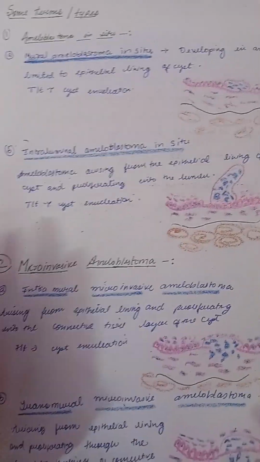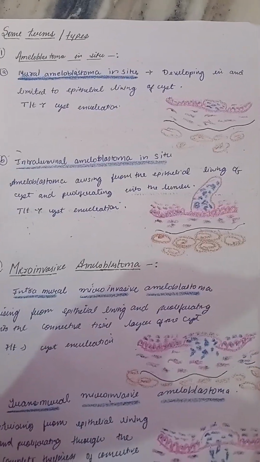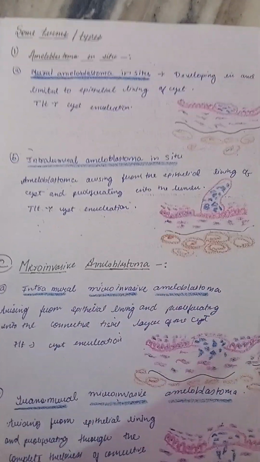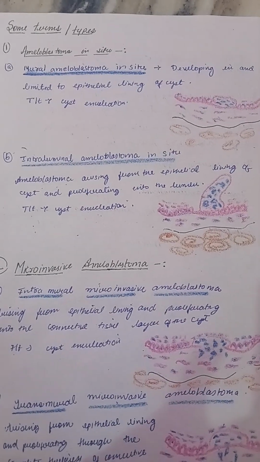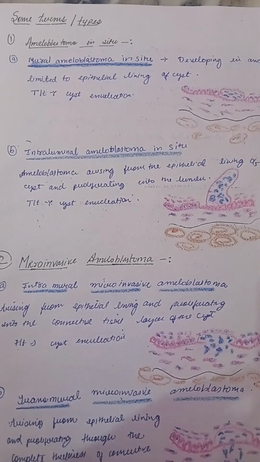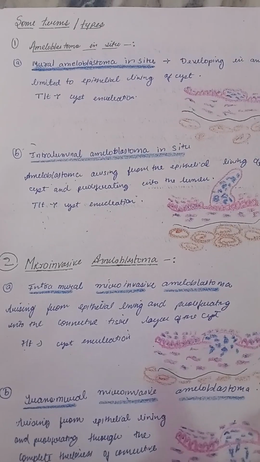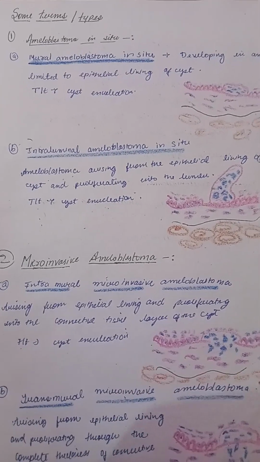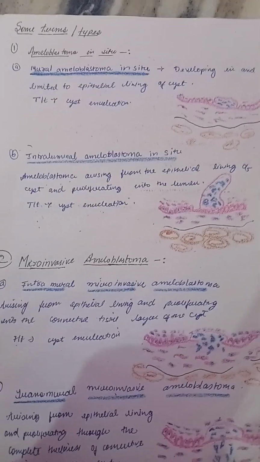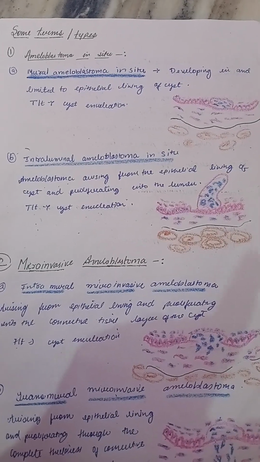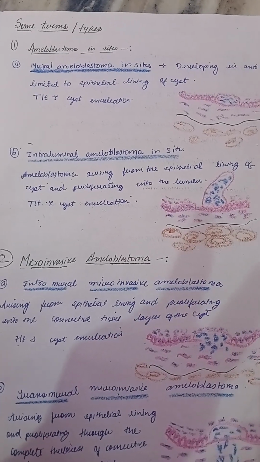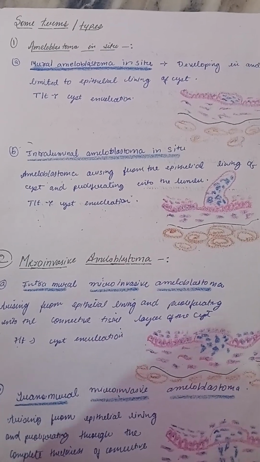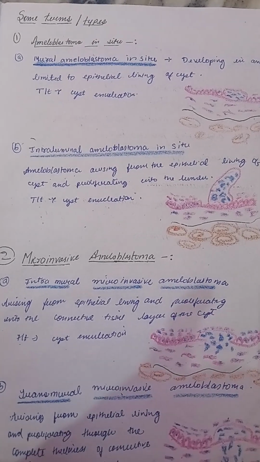Okay, some terms and types. First, there are mainly three types, that is ameloblastoma in situ, microinvasive ameloblastoma, and invasive ameloblastoma. What is ameloblastoma in situ? In ameloblastoma in situ, there are two kinds: mural ameloblastoma and intraluminal ameloblastoma.